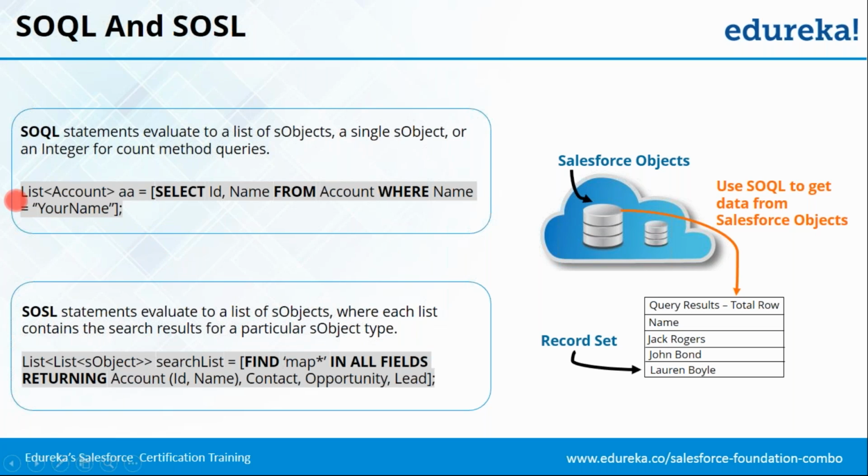For SOQL, you give the keyword List, then the object name, then the variable name, and then you give the query, whatever query you want to do. You say select Id, Name from the object Account where Name is a particular name. So, supposing I give the name Vardhan here, if I give my name, then from my accounts, wherever the letters Vardhan appear, those records will be retrieved, and the Id and Name will be displayed.